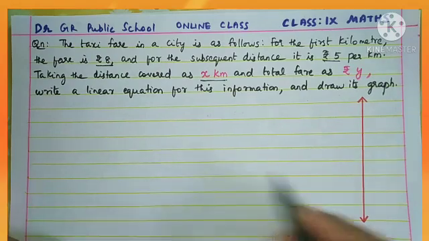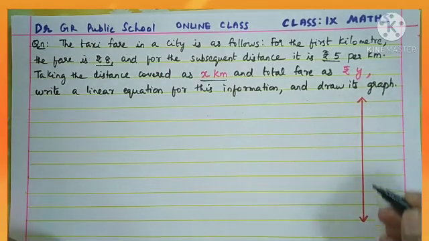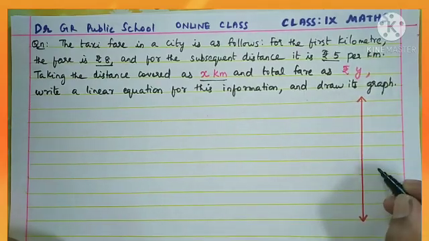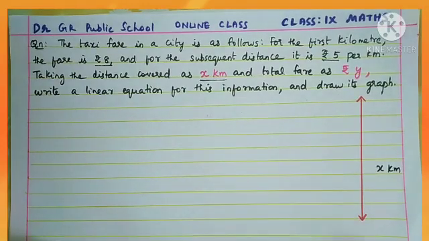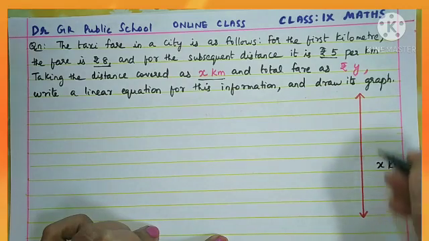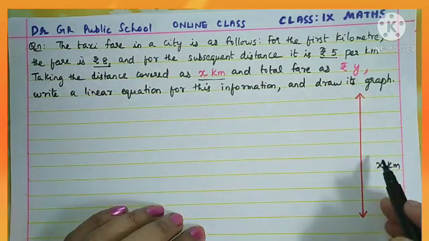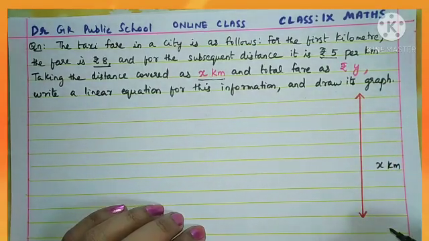Okay, I will help you understand. Here you see, I have drawn a distance. This total distance, in our problem, is x kilometers. Suppose you consider that this is a distance of x kilometers. We don't know what x is. So, let us take the total distance as x kilometer.